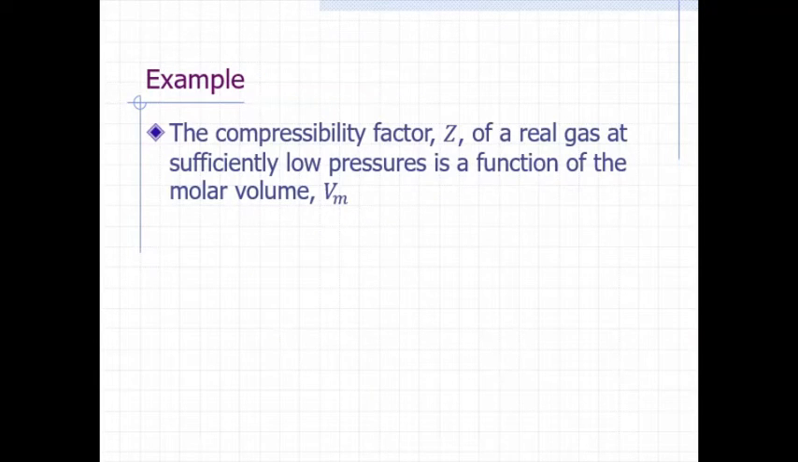The compressibility factor, Z, of a real gas at sufficiently low pressures is a function of the molar volume V sub m. The relationship is given by this equation, Z is equal to 1 plus B over V sub m. What is the derivative of Z with respect to V sub m? In this equation, B is a constant. The function does not look like any of the simple functions for which we know the derivative. So let's try to break it up using the identities.